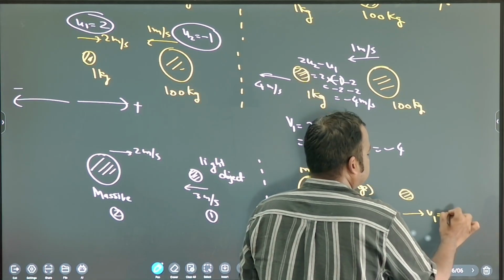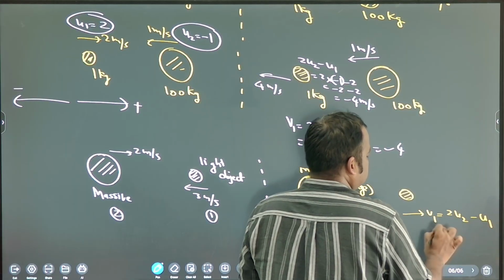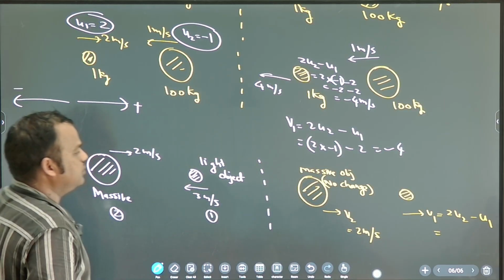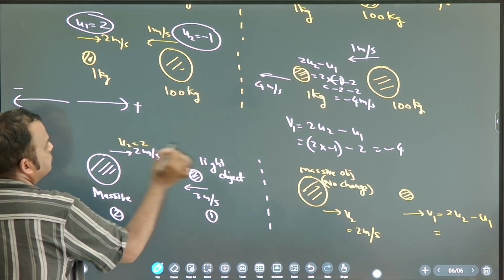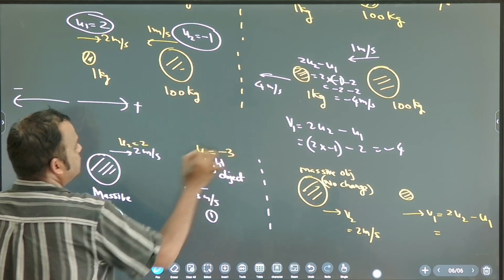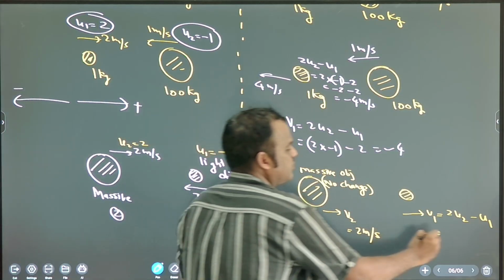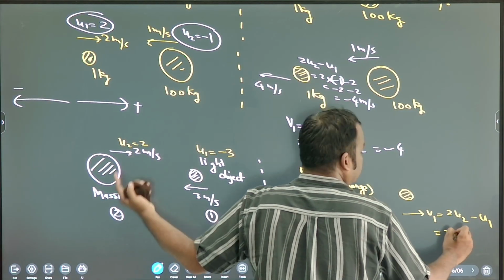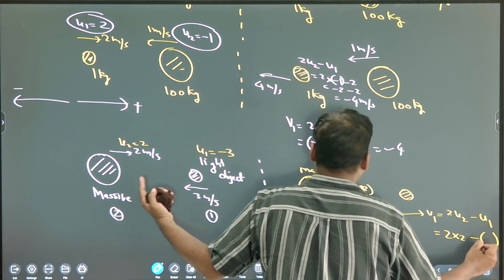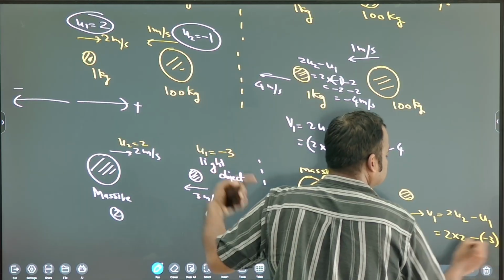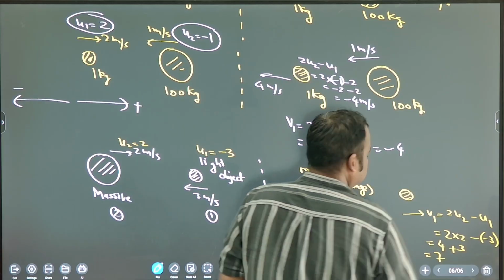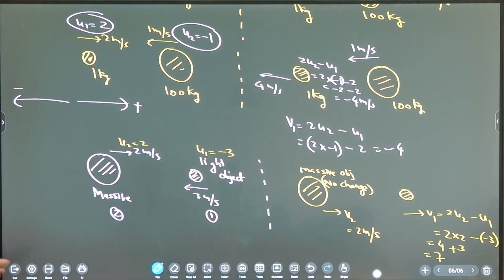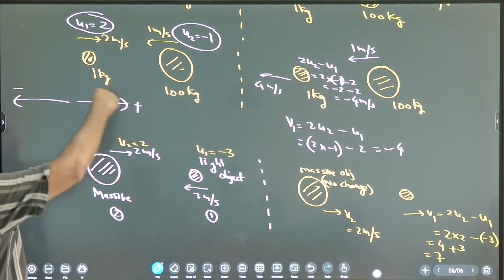You apply 2U2 minus U1. Good. So now substitute. U2 is 2. U1 is minus 3. So 2 into 2 minus minus 3, so 4 plus 3, 7. Okay, clear? Understood? Done. This topic is finished, meaning massive and light object is finished.